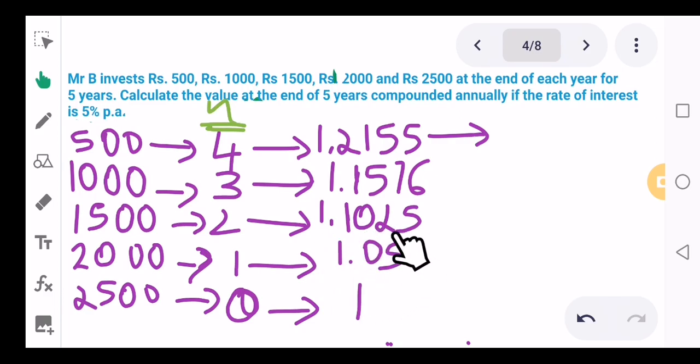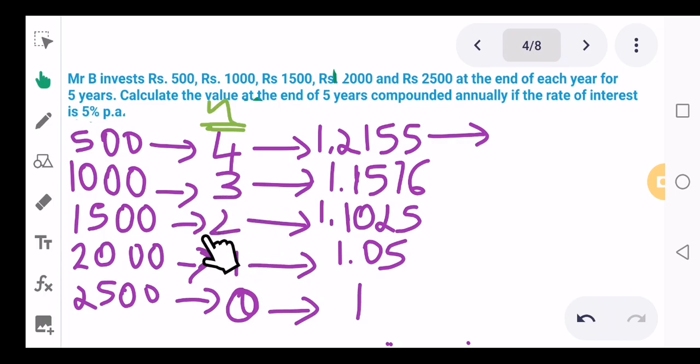The value will be greater. 1 rupee will be 1.05, then 1.1025, then 1.1576. That means these are the future values of 1 rupee. This is the future value of 1 rupee when your rate of interest is 5% and your n is this. Let's just take this as an example, when your rate of interest is 5% and your n is 2 years.